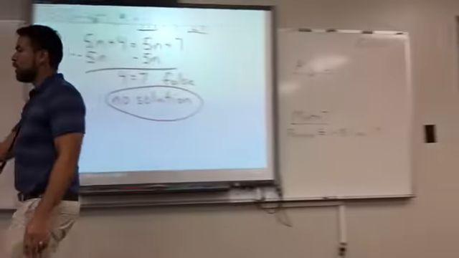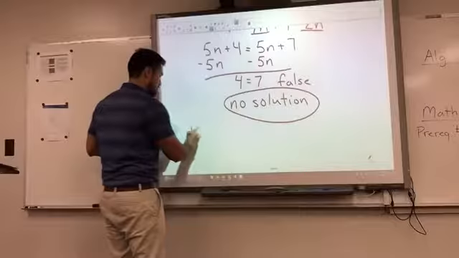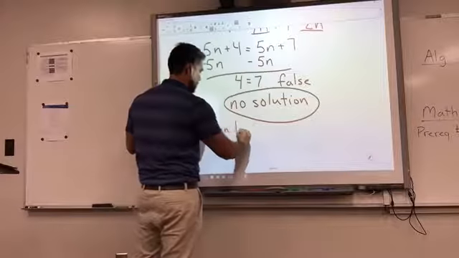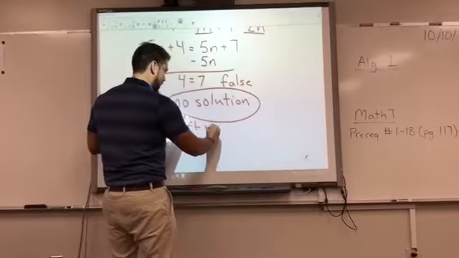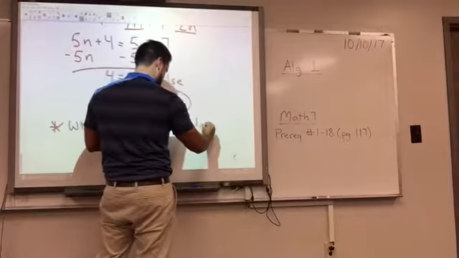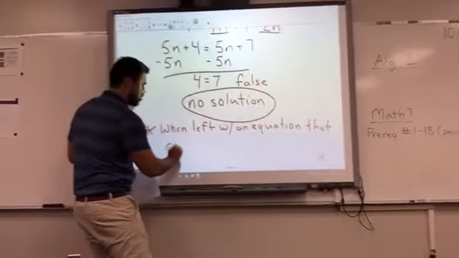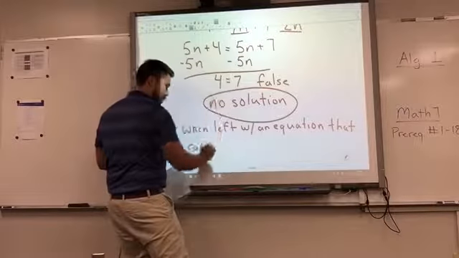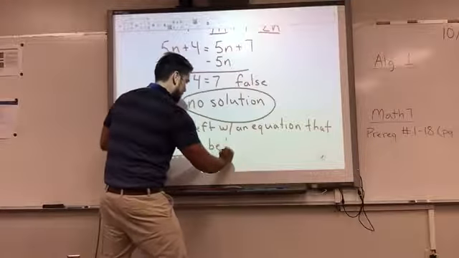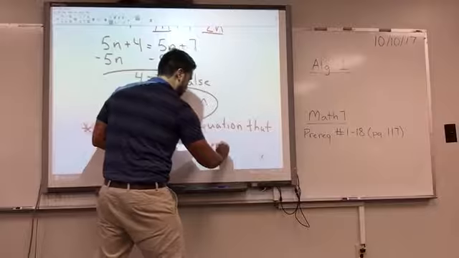All right, so I put a little note here to help you guys out so that you know what to do in this case. So here's a little asterisk again. When left with an equation that cannot be true, like that cannot be true no matter what you try to do to it, there are no solutions.